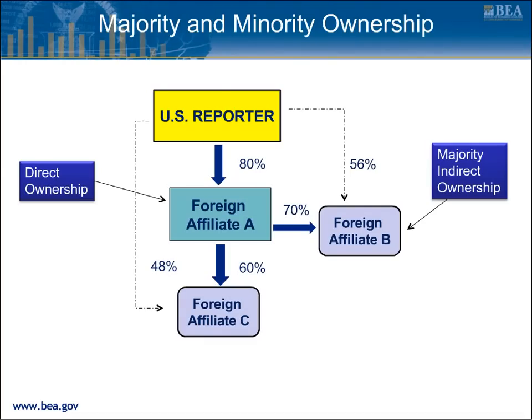Foreign affiliate A directly owns 60% of foreign affiliate C. We get the indirect ownership of the U.S. reporter in foreign affiliate C by multiplying 80% by 60%, which is 48%. Because the indirect ownership of foreign affiliate C by the U.S. reporter is between 10 and 50%, foreign affiliate C is minority owned indirectly by the U.S. reporter.